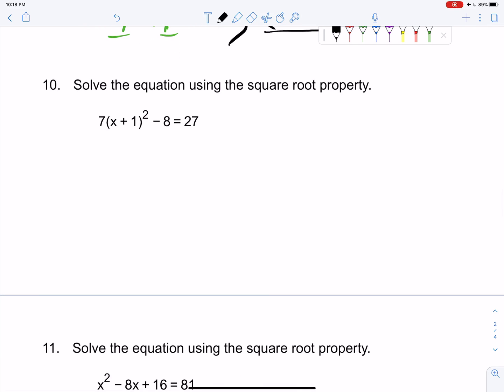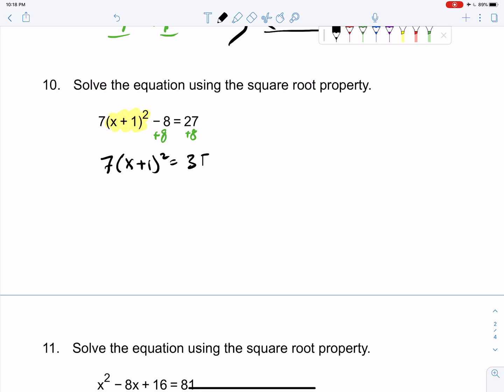Getting a little more complicated, but still, remember what we're trying to isolate. We're trying to isolate the perfect square. And that whole guy right there is a perfect square. So we just start peeling away the rest of it legally to isolate it. So we add 8 to both sides. We've got 7 times the quantity x plus 1 squared equals, what's that, 35.